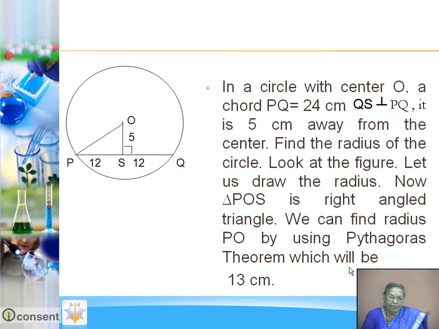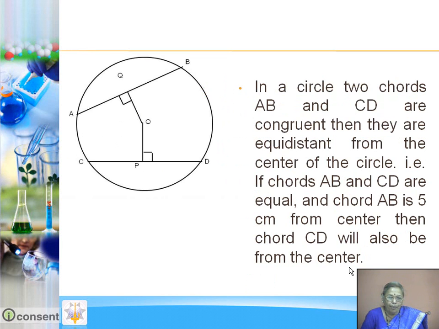See another figure. Here, two chords are drawn. Measure their lengths. What is the length of these two chords? Both the chords of the circle are congruent. They are equal in length. Now measure the perpendicular distance of both chords from the center. What did you find? You will find that congruent chords are equidistant from the center of the circle.